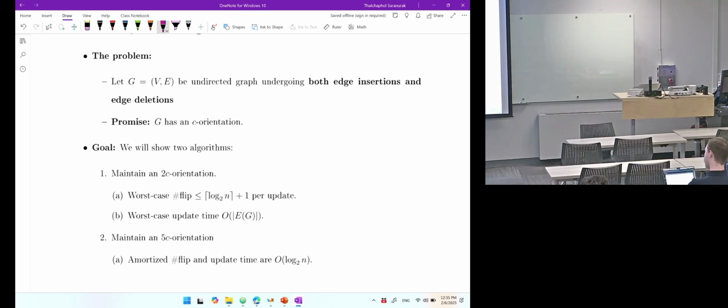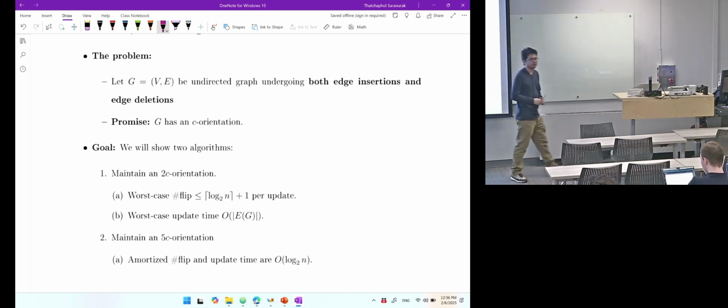And we're going to do it such that the worst case number of edge flips is small. When you update the graph a bit, you might need to flip the direction of your orientation. And the worst case number of flips is just going to be something like log n per update. But this algorithm, you don't need to flip too many edges, but it's quite bad because the time to actually flip this is linear. You kind of need to read the whole graph. But then you're going to see just another algorithm that is a bit worse, not 2C but 5C orientation, that maintains this one. But now the amortized cost is actually log n.